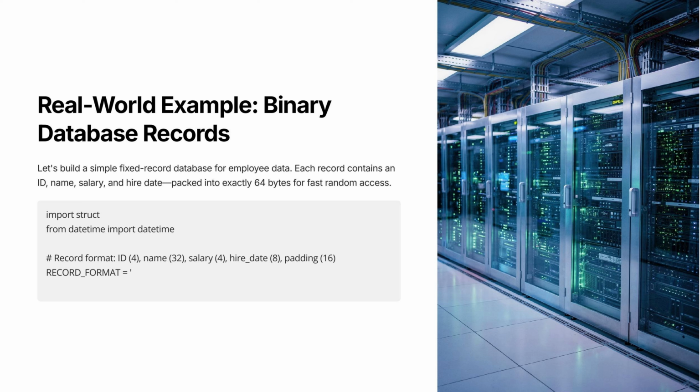In our binary database, each employee record is precisely 64 bytes, ensuring efficient access. The format includes a 4-byte ID, 32-byte name, 4-byte salary, and 8-byte hire date, with 16 bytes of padding. This structure allows for quick retrieval and updates, crucial for handling large datasets effectively.